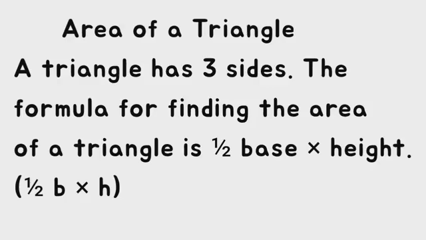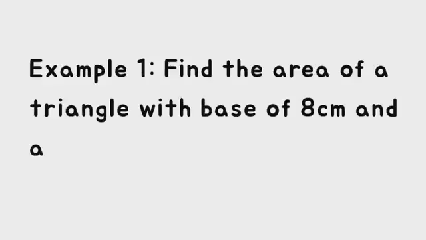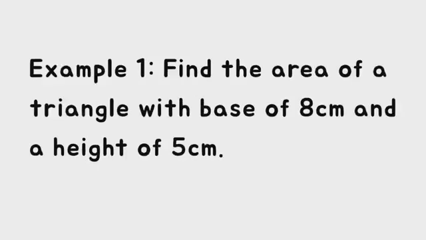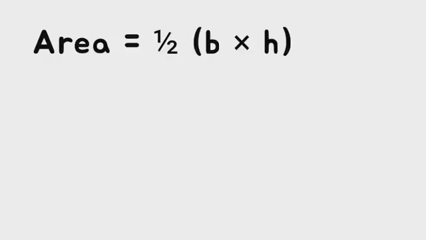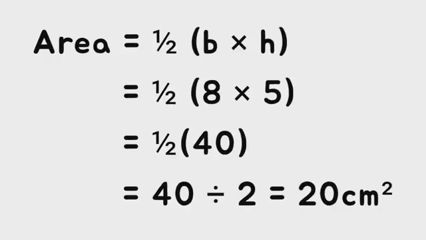Half base times height. For example, we are asked to find the area of a triangle which has a base of 8 centimeters and a height of 5 centimeters. Half base times height is our formula. So let's solve for base times height first. That is 8 times 5. 8 times 5 is 40. Then half of 40 is what? 40 divided by 2 is 20. So our answer is 20 centimeters square.